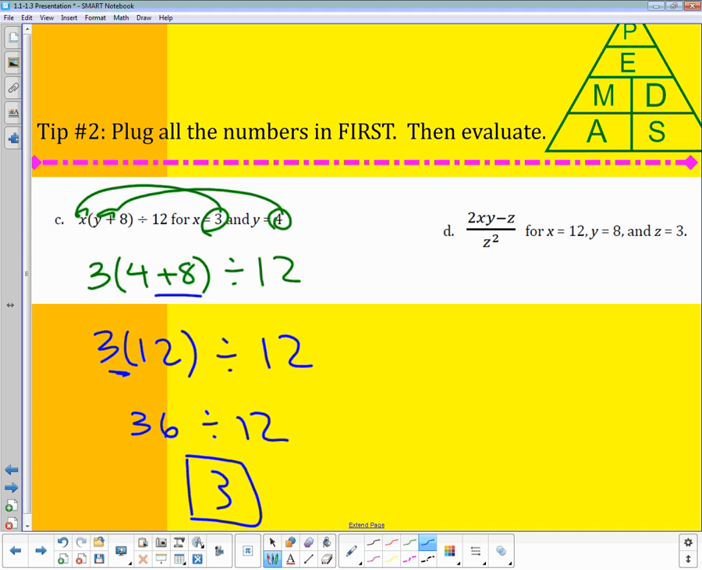In part D, I'm going to leave part D for you guys. I want you to plug in those variables and simplify it yourself using those order of operations.